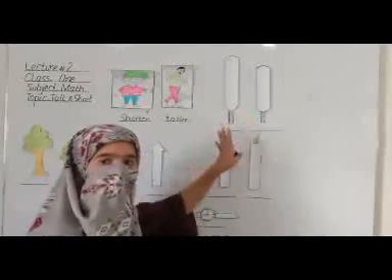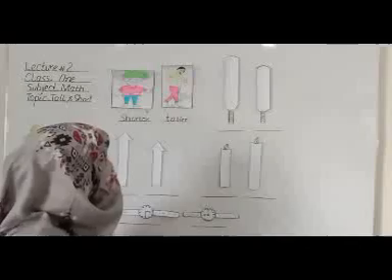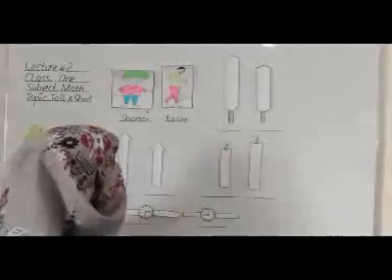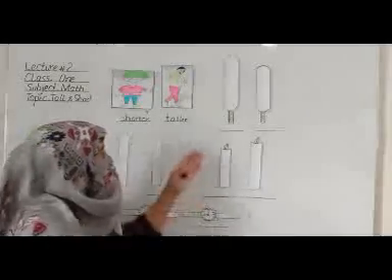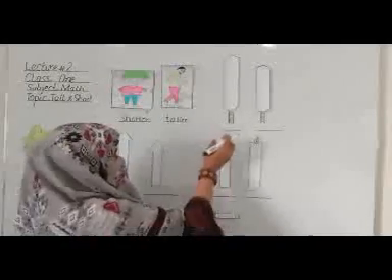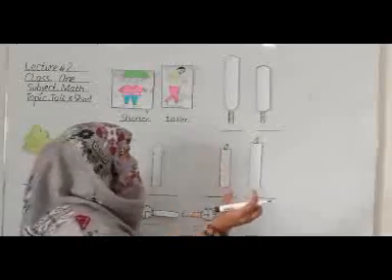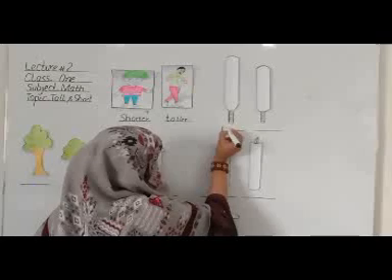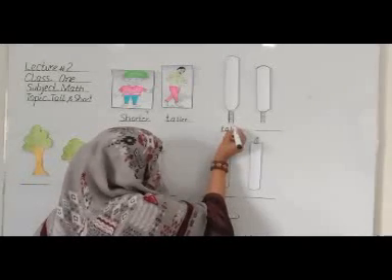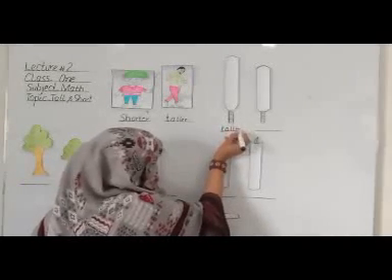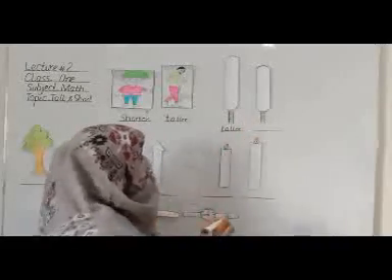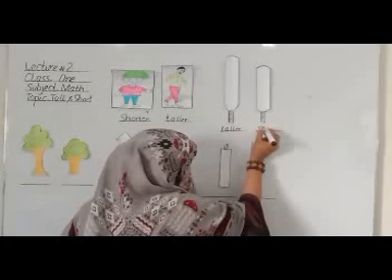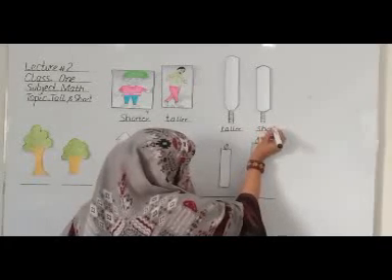We have two beds in different sizes. Students, you know about the bed. Please tell me which bed is taller and which is shorter. This one is taller. Good. This bed is taller and this one is shorter. Students, this bed is shorter.